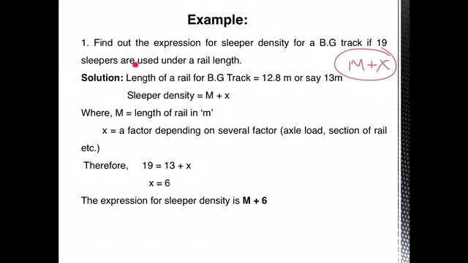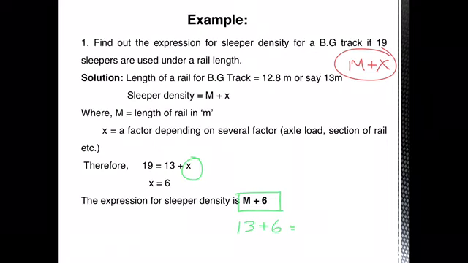In the problem they have given that 19 sleepers are used, which is nothing but the sleeper density. Sleeper density is 19, with the length of the rail being 13, plus we have to find the value of x here. So x will be 6. The expression for the sleeper density will be m plus 6. If you substitute the value of the length plus 6, that is how you obtain the value, and it will become 19. So we can obtain the sleeper density with the help of this expression.